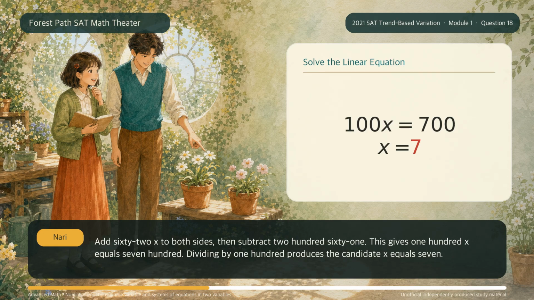Add 62x to both sides, then subtract 261. This gives 100x equals 700. Dividing by 100 produces the candidate x equals 7.